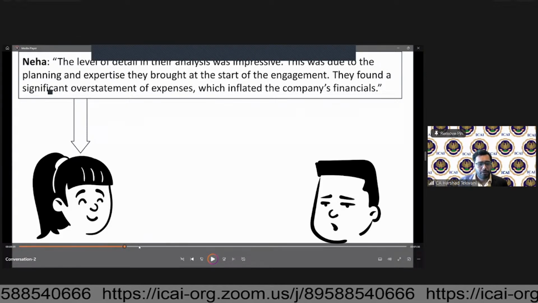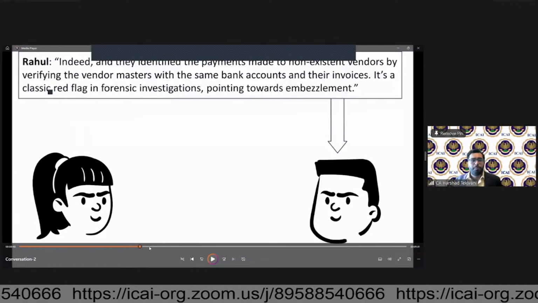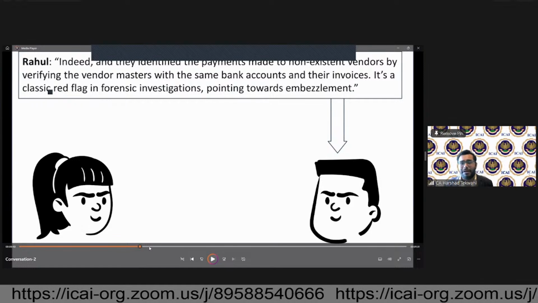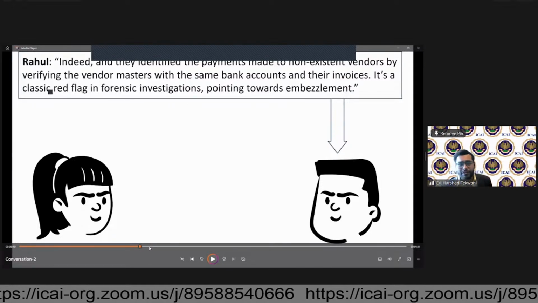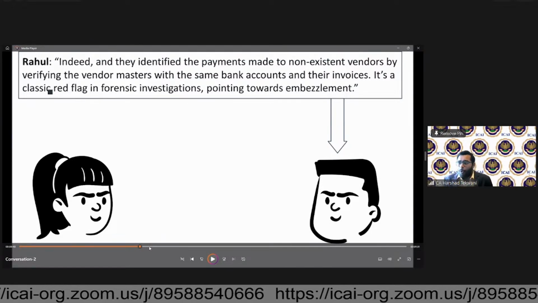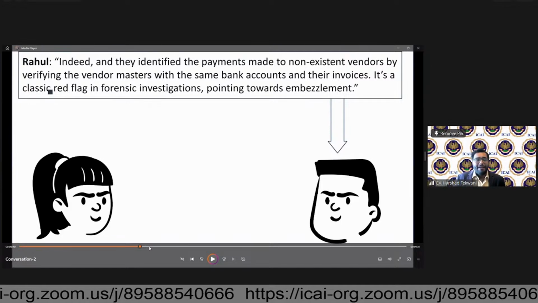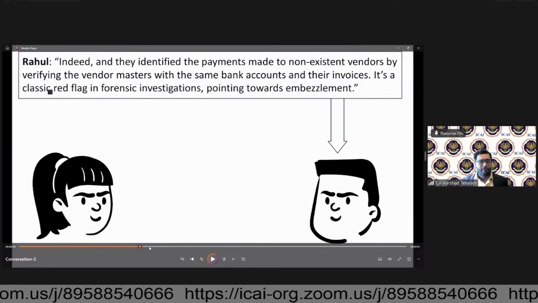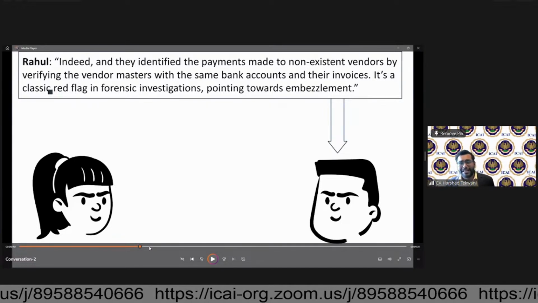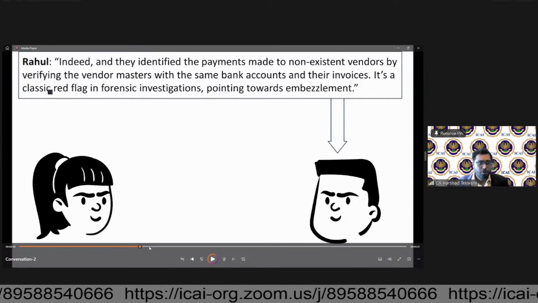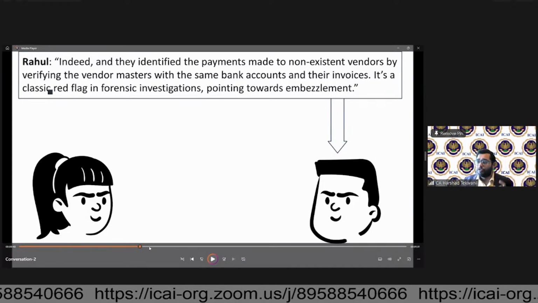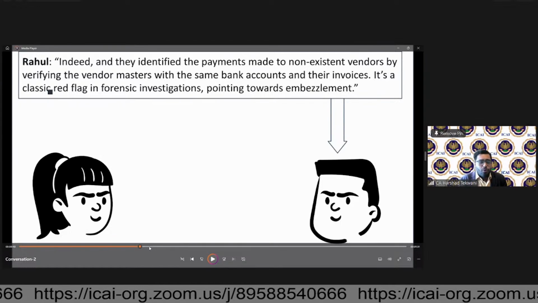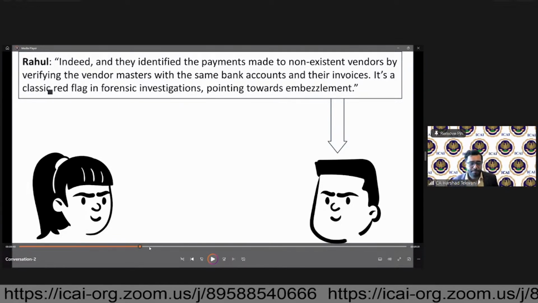Now the third part they are discussing. The team identified payments made to non-existing vendors by verifying the vendor master with the same bank account and their invoices. Here what they are pointing out is gathering the evidence. They gathered the evidence by performing tests, analysis, and the detailed investigation required. Verifying the vendor master with the same bank account is nothing but gathering evidence through forensic investigation techniques.